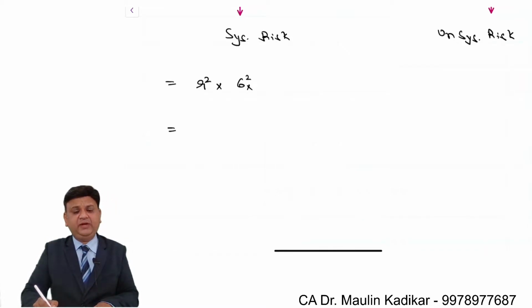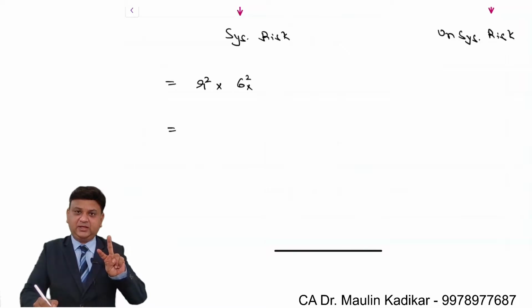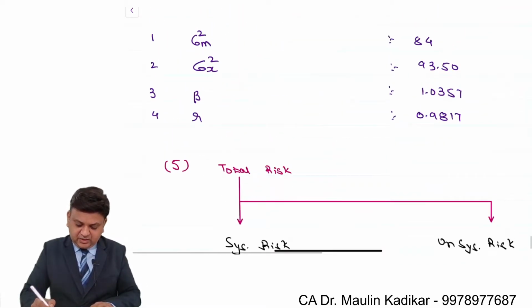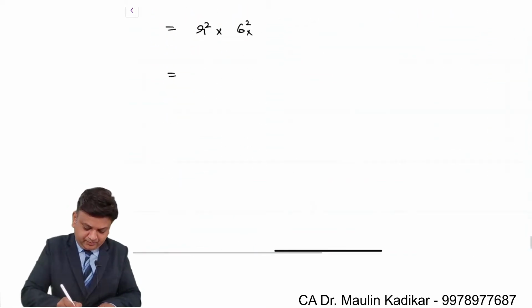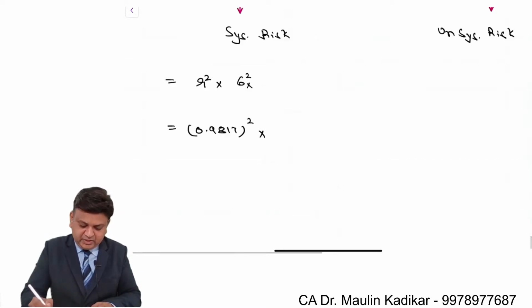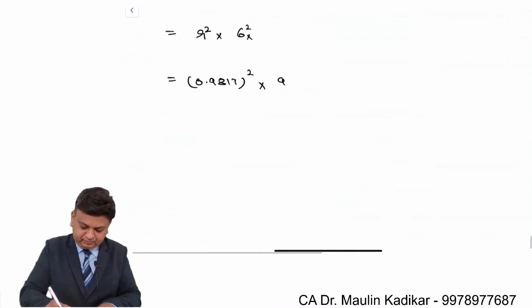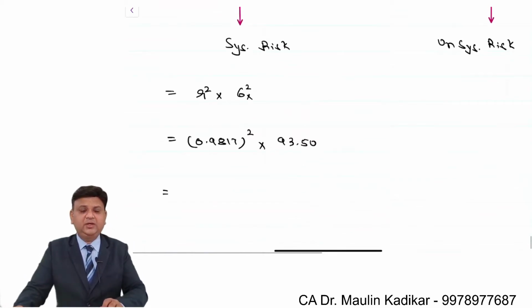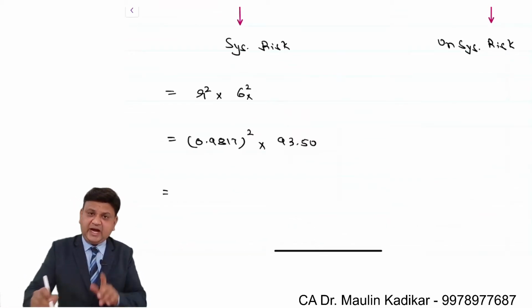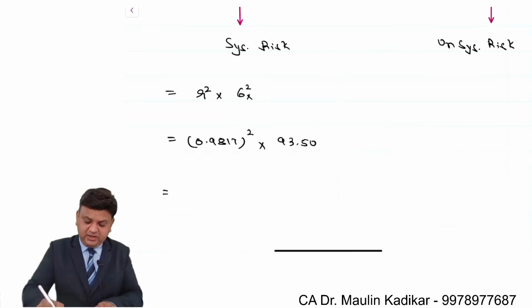R will be taken between the security and the market. Over here we understand that the value of R is 0.9817. So it is 0.9817 raised to 2 into the variance of the security, that is 93.5. Dear students, over here we are using the formula as r square into sigma x square instead of r into standard deviation of security. What is the reason?